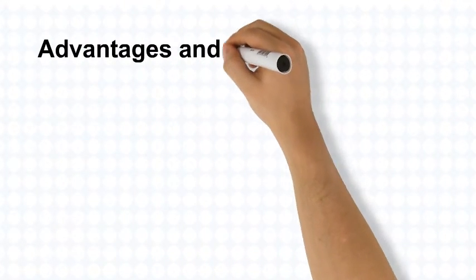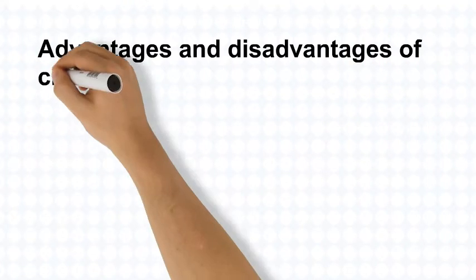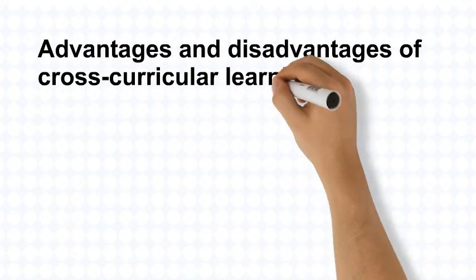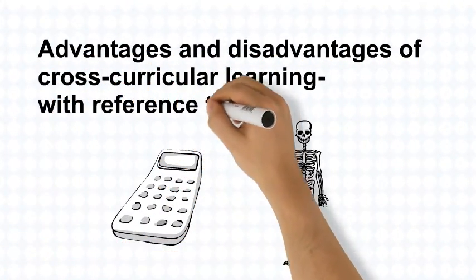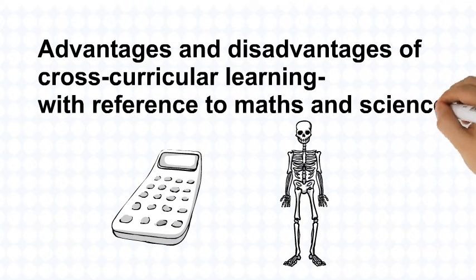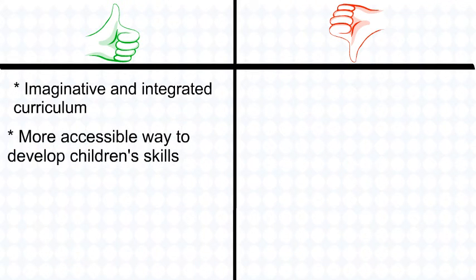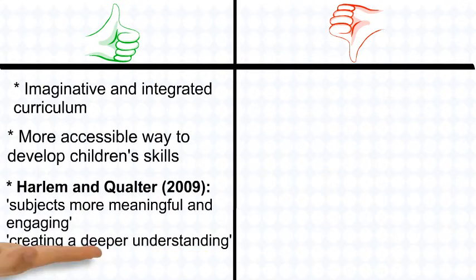The next part of this presentation will address the advantages and disadvantages to cross-curricular learning with reference to maths and science. Cross-curricular teaching in primary schools helps the teacher plan a more imaginative, integrated curriculum. This can then be used as a more accessible way for children to develop the required skills across a range of subjects. Harlen and Qualter, 2009, argue that cross-curricular teaching allows subjects to be more meaningful and engaging.